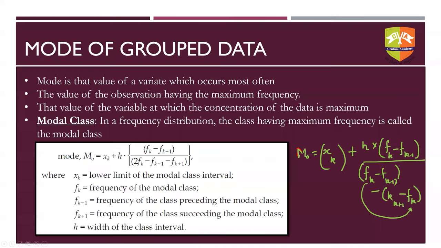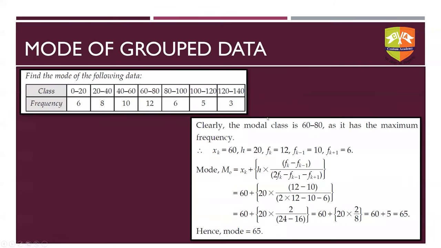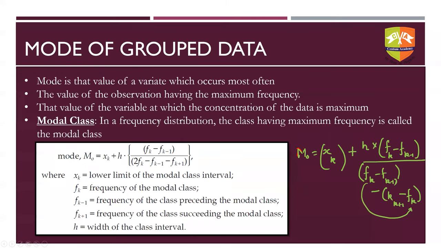So the question will be direct. You will be given some data set and you have to find out the mode. Here is the case: 0 to 20, 20 to 40, 40 to 60, and so on. How do I find out xk? Tell me one thing, one basic question in this mode calculation: can the denominator be zero? What happens if the denominator becomes zero?